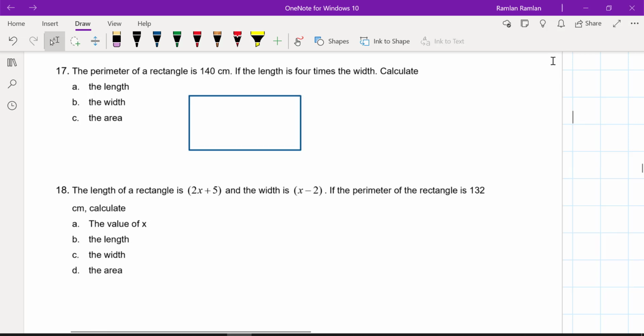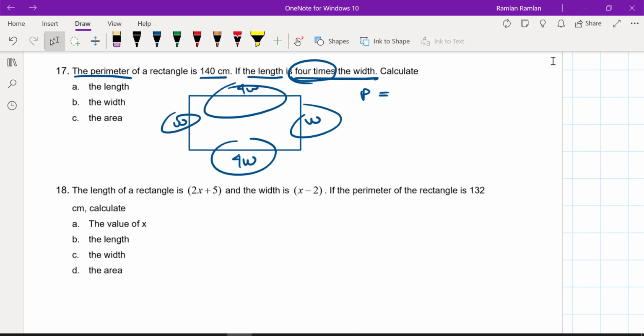It said that the length is 4 times the width. So if we have this as W, the width, the length is going to be 4W, because it's 4 times the width, right? So if this is W, this is 4W, this is also going to be 4W, and this is also going to be W. And again, since the perimeter of the rectangle is 140, that means we can just add all of these, right? Out of all of them, you'll get 140, right? So that's the very basic concept.